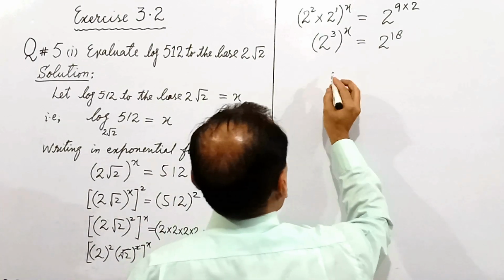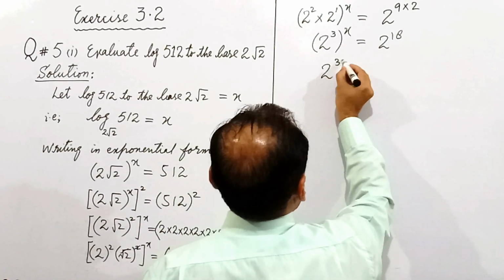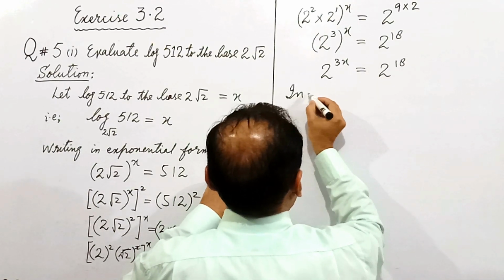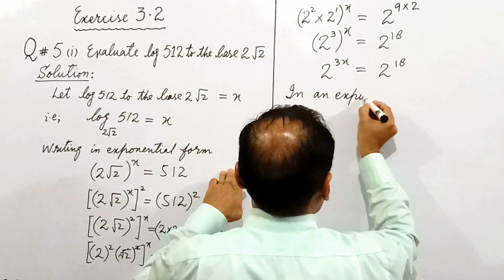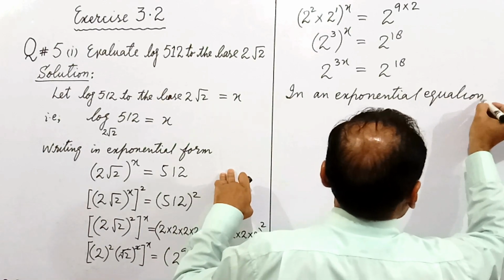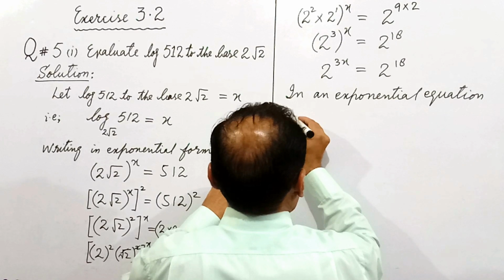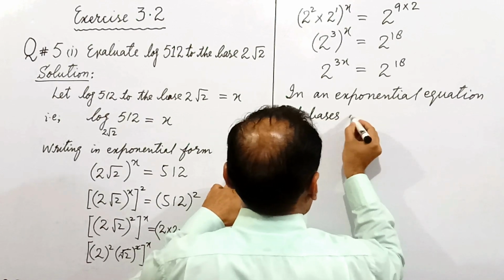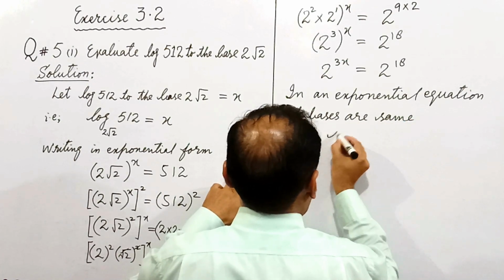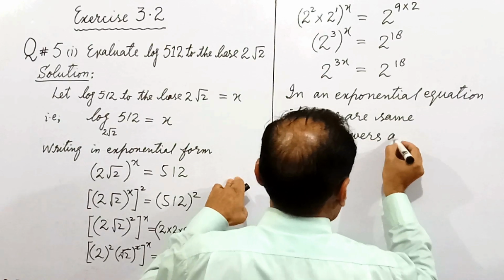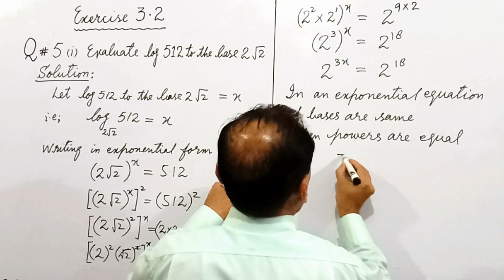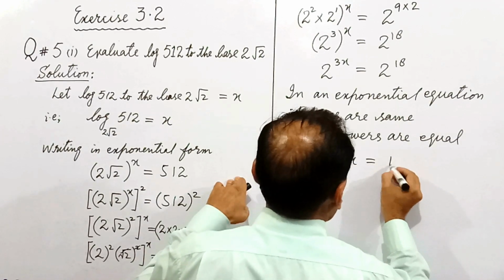On the left hand side, we apply law of power to power. We have 2 raised to power 3x is equal to 2 raised to power 18. As we know that in an exponential equation, if bases are same, then powers are equal. So therefore 3x is equal to 18.